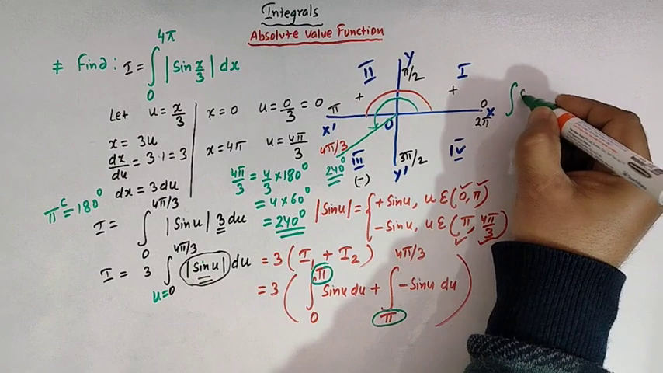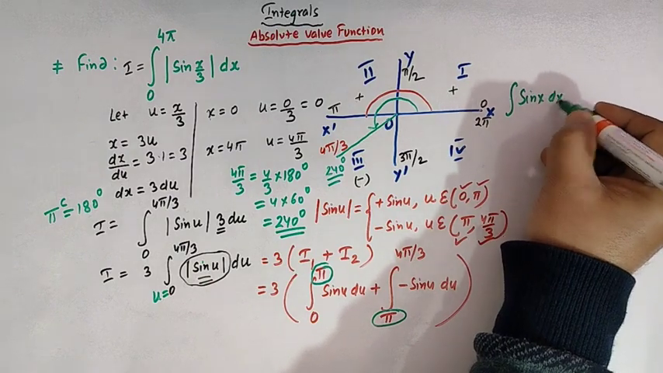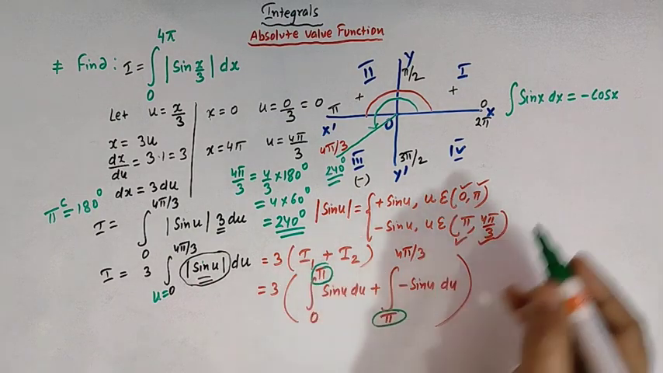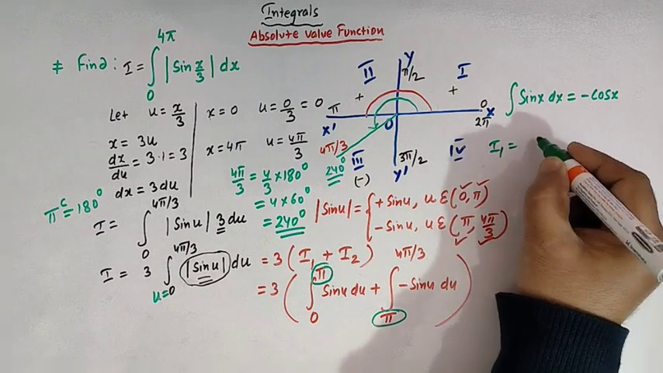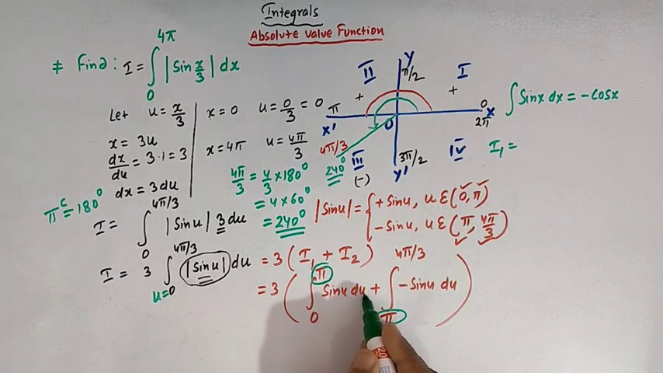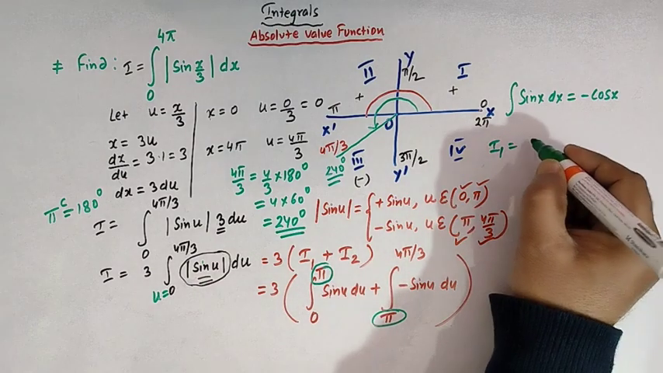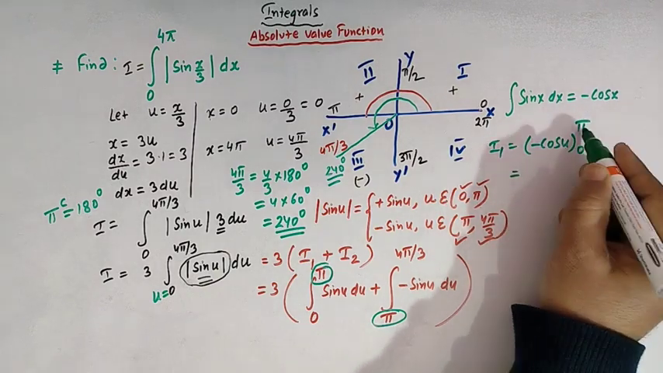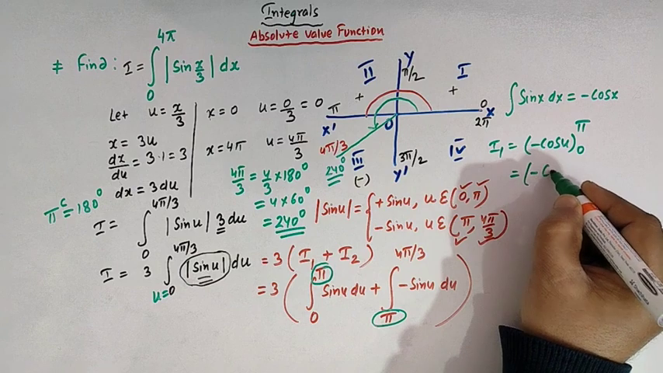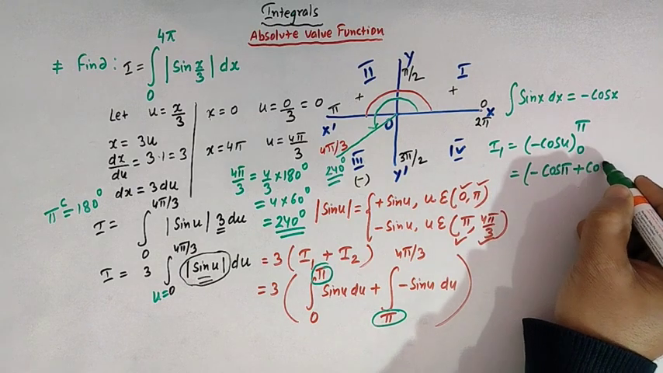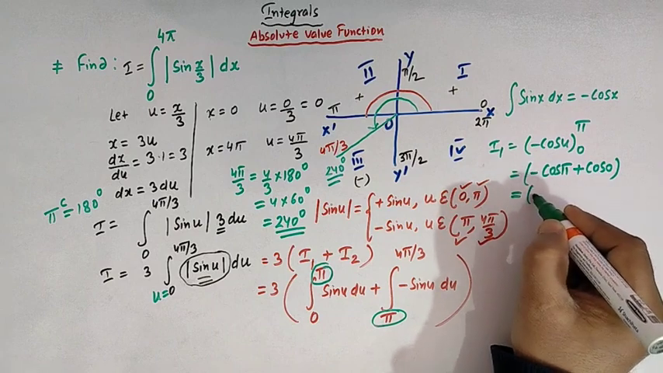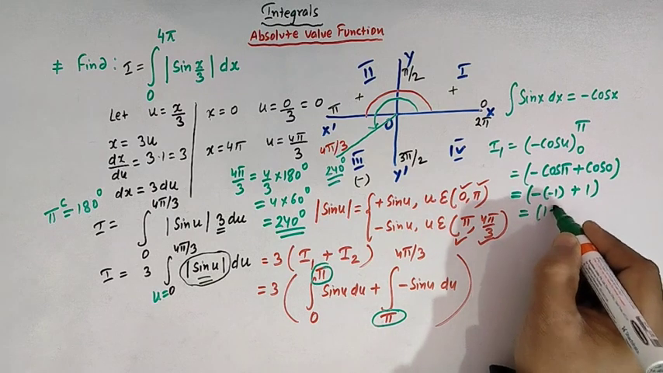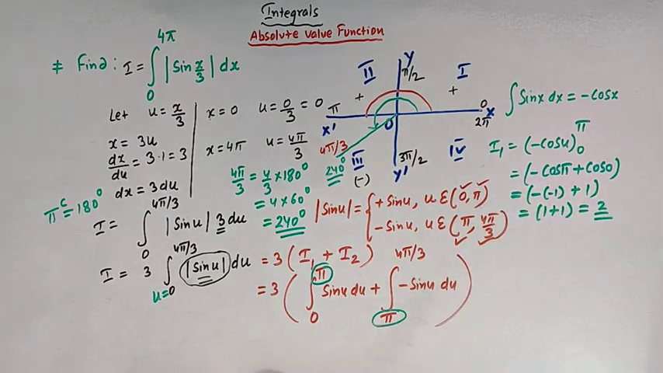Now we know that the integral of sine x is equal to negative of cos x, right? So let us first find the value of I1. I1 is the integral from 0 to pi of sine u du. The integral of sine u is minus of cos u, and limits are from 0 to pi. Now we can substitute the limits. So we have minus cos pi plus cos of 0, right? Minus cos pi is minus 1... wait, cos pi is minus 1, so minus cos pi is 1, and cos 0 is 1. So this is 1 plus 1, that is equal to 2, right?